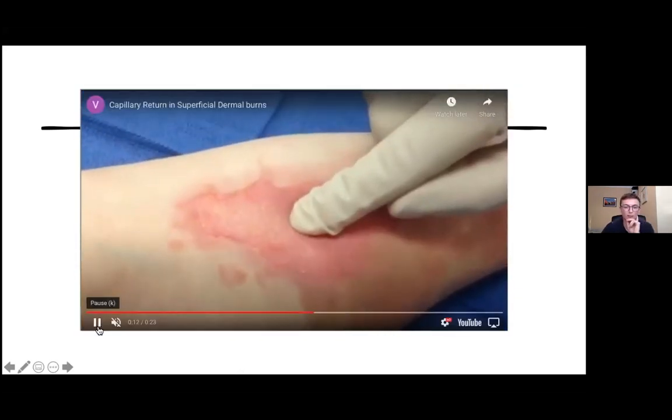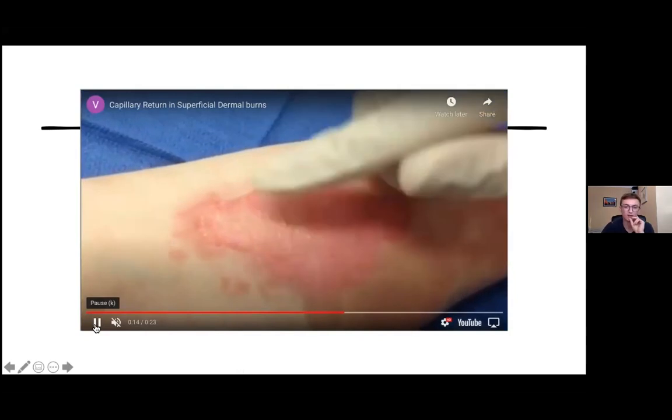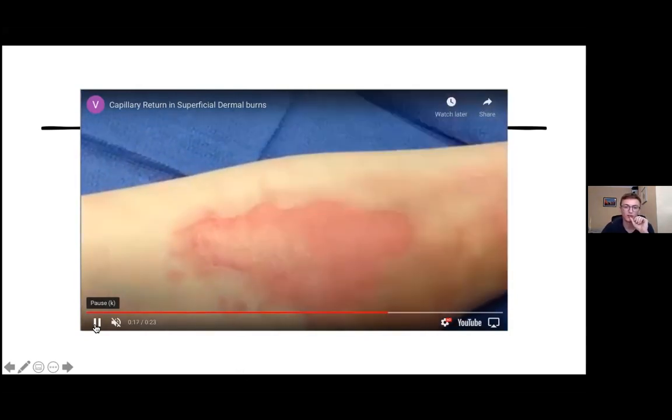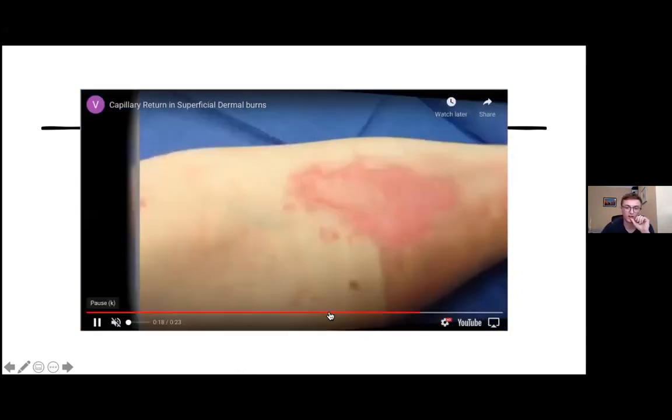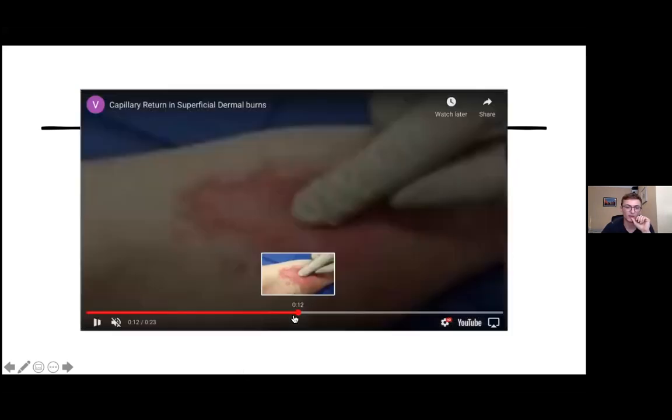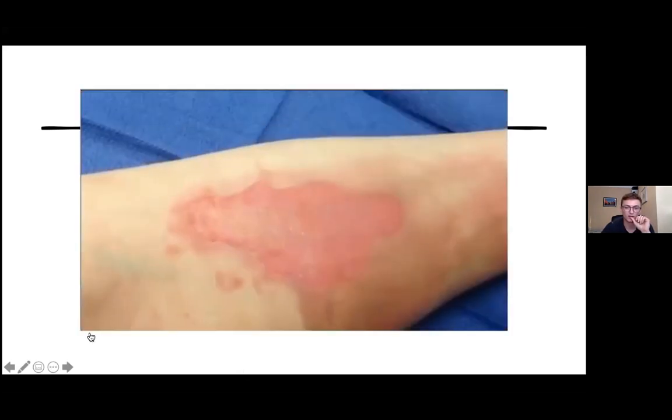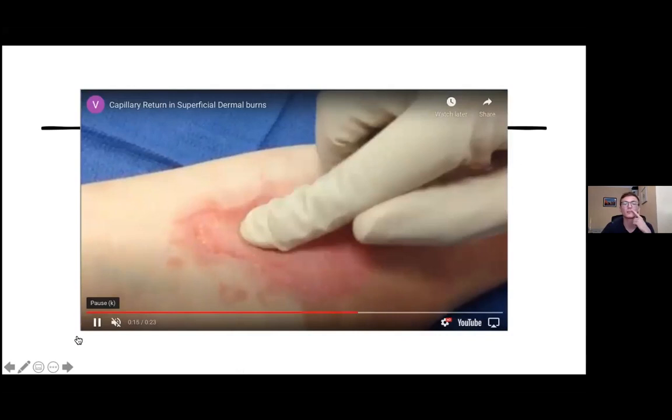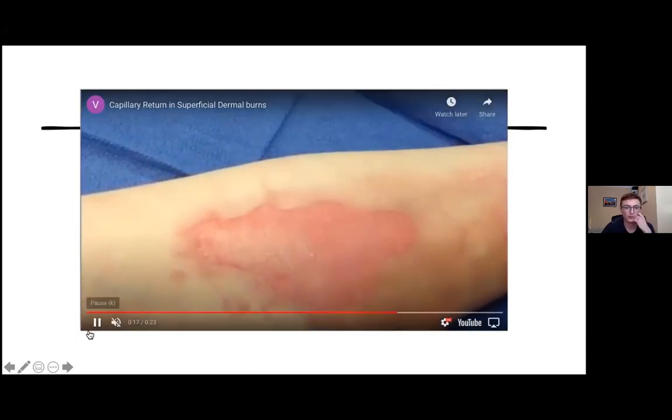So you can see it's pale pink, quite bright, and that cap refill's really brisk to return. We'll just play a bit of that quickly. So cap refill comes back straight away, and it's pale pink and bright.